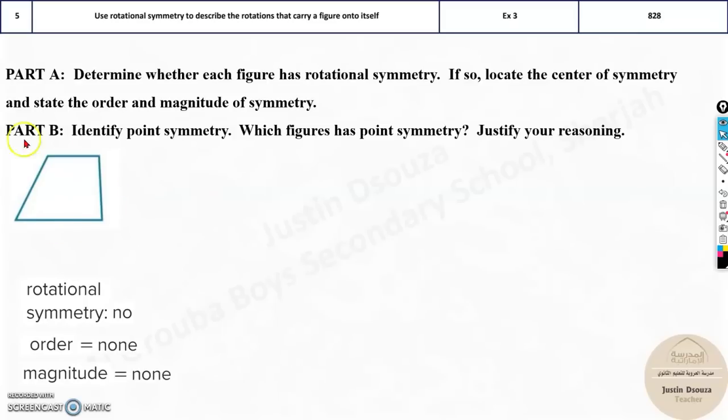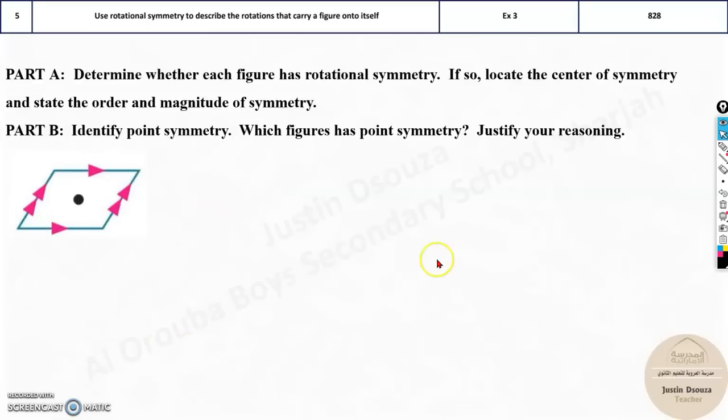There is no point of symmetry also, because if there is point of symmetry, that means it will have a rotational symmetry of 180 degrees, isn't it? So there is none over here. Now this one, this is interesting. Two sides are parallel, these are in relation.